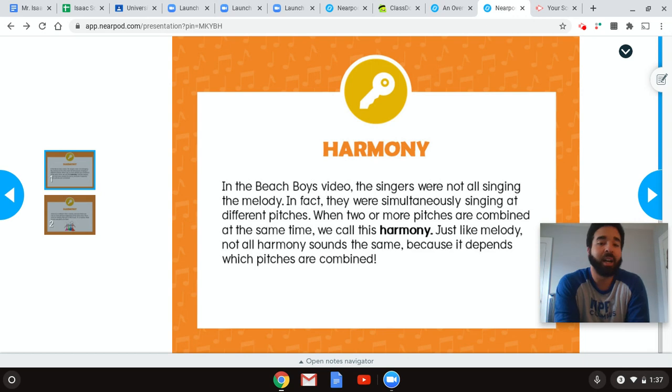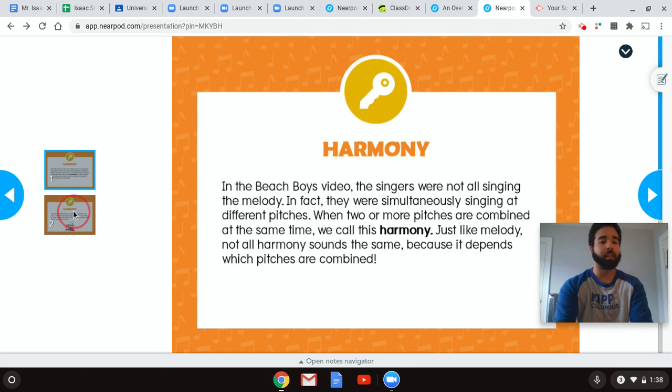Just like melody, again, not all harmonies sound the same. There are lots of different harmonies because it depends on which pitches are combined. You heard just then I was comparing the third, which we don't know specifically about yet, but I was giving the third as the harmony. But I can also give the fourth as the harmony. Sorry, that was not the fourth. This is the fourth. I can also give the fifth, the sixth, the seventh, and so many different ones. Not all of them sound good, not all of them sound perfect, but there are a lot of them.